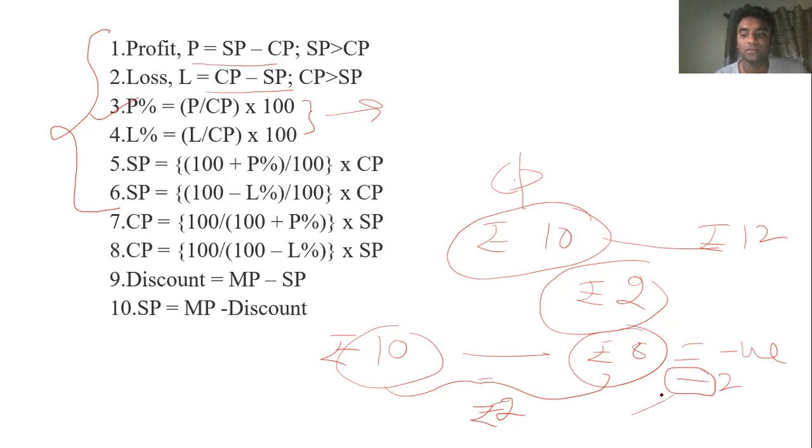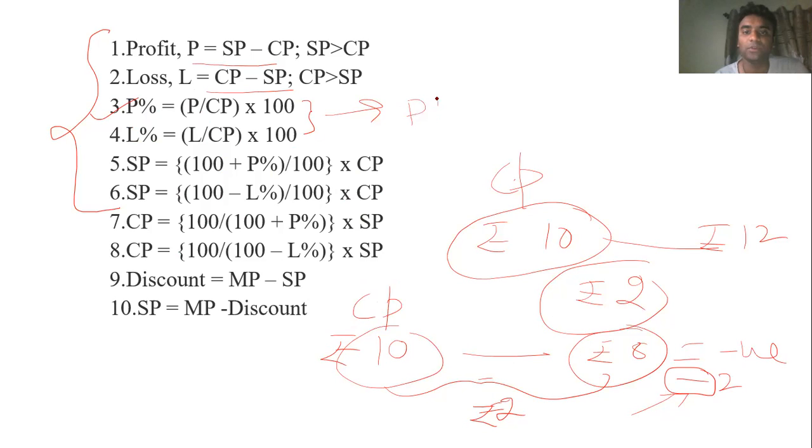What does this minus represent? This minus represents I am incurring a loss, correct? So I am calculating each and everything with respect to what? Cost price, whether it is profit or loss. So that is why we have generalized this formula.